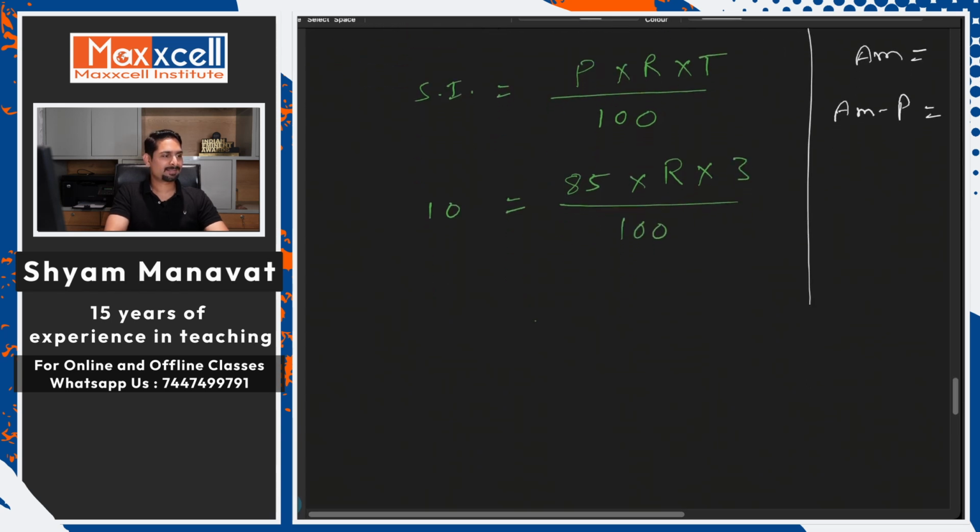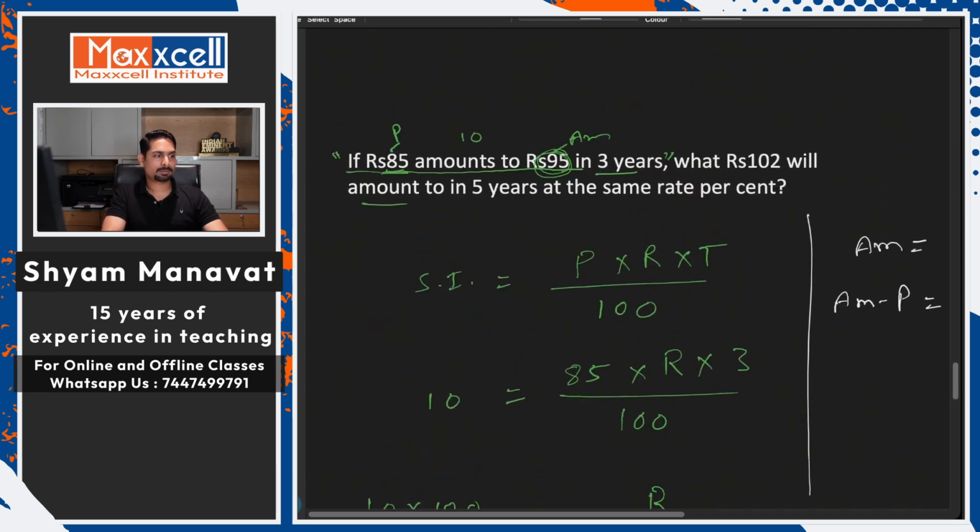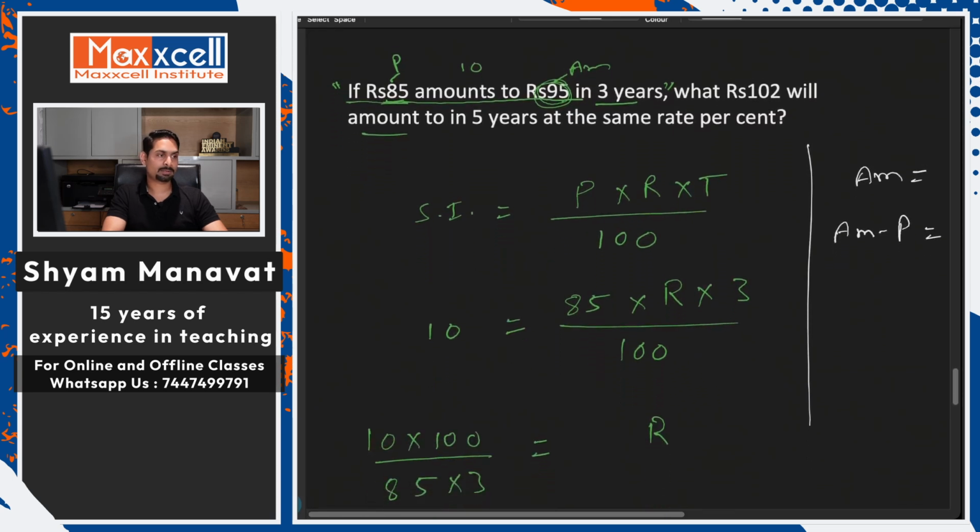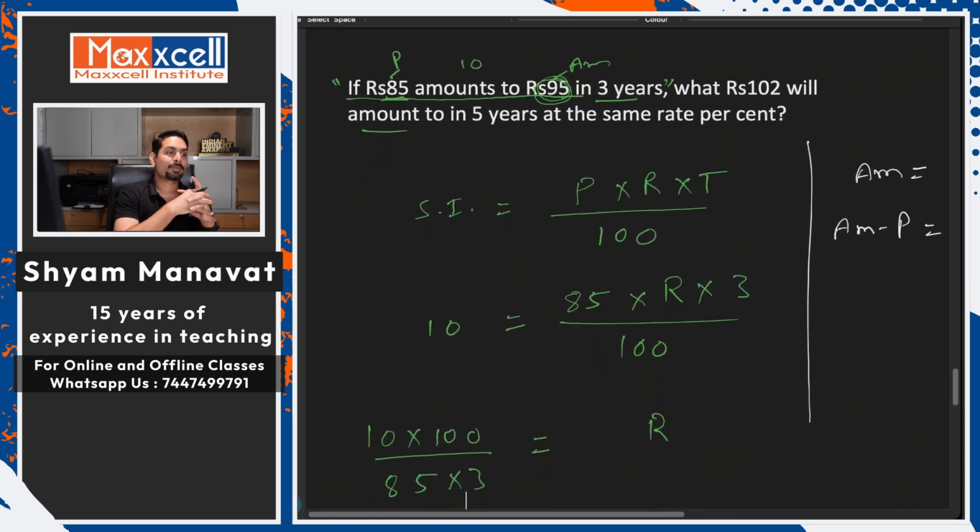Now I can say R equal to 10 into 100 by 85 into 3. But the question is not to find the rate of interest. What do we need to find out? We need to find out what rupees 102 will amount to in 5 years. How much it will become in 5 years. So we need to find the amount.